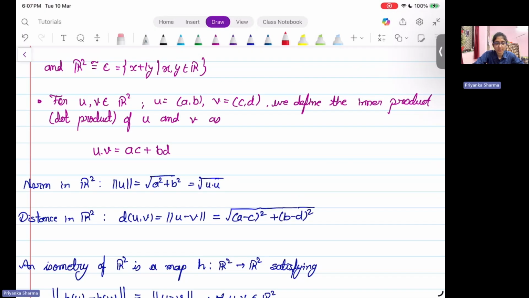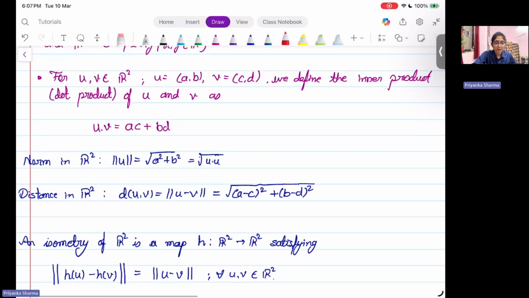the inner product of u and v, we first take the product of the first coordinates, that is a times c, and then add the product of the second coordinates of u and v, that is b times d. So this will be the inner product of u and v.